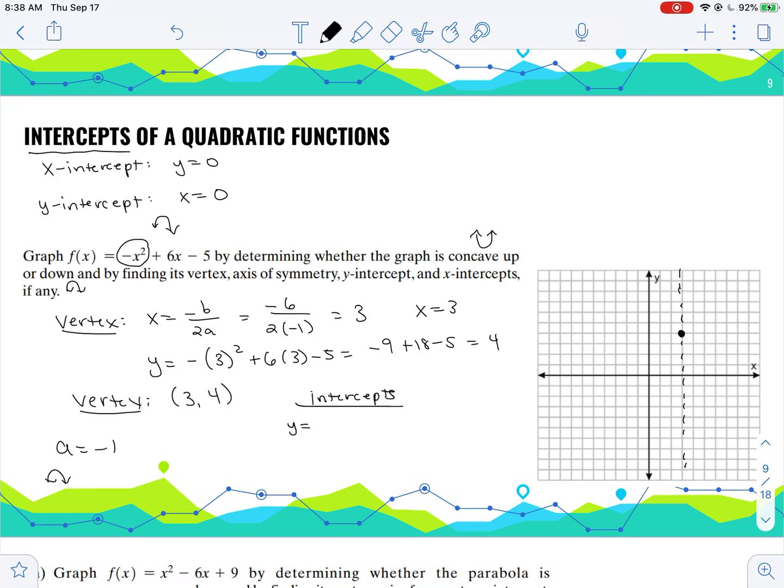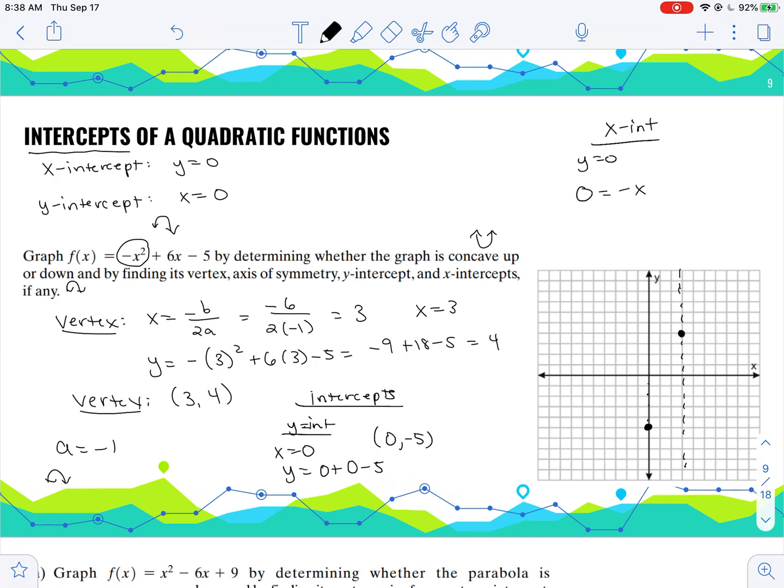Now if I wanted to find intercepts, to find a y-intercept, we're going to let x equal 0. So if I plug in zeros for all the x's, then I would have y equals 0 plus 0 minus 5. So my y-intercept is (0, -5). So 0, and then 1, 2, 3, 4, 5. So that's my y-intercept.